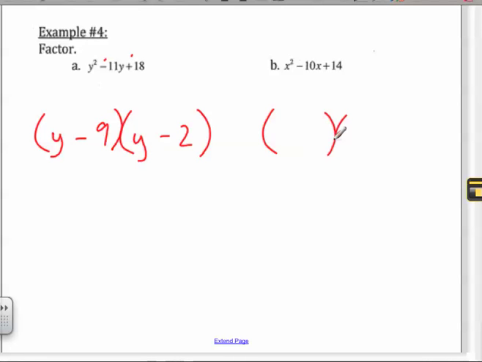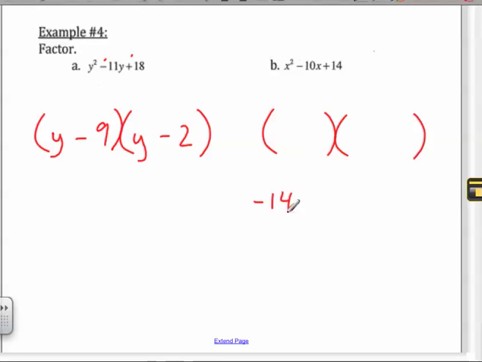Let's see. Now, let me say this. When we add them, we get negative 10. But when we multiply them, we get positive 14. So what do I know about the signs for the two numbers? Jack, they have to both be negative, right?